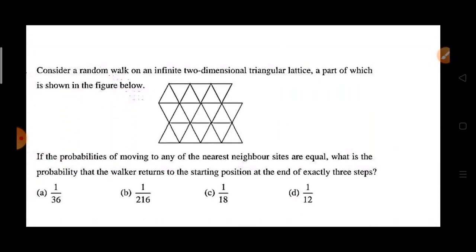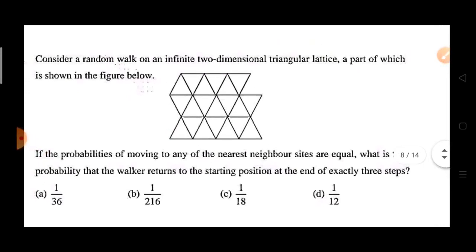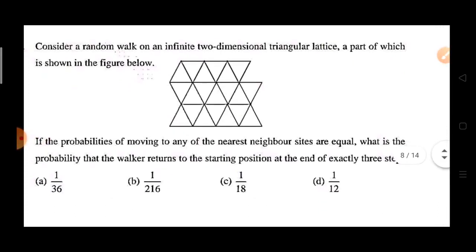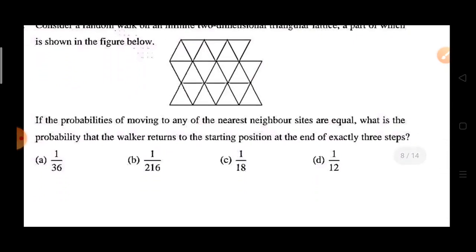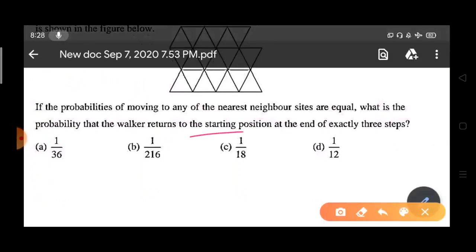So understand this question carefully. Consider a random walk on an infinite two-dimensional triangular lattice, a part of which is shown in the figure. If the probabilities of moving to any of the nearest neighbor sites are equal, what is the probability that the walker returns to the starting point at the end of exactly 3 steps?